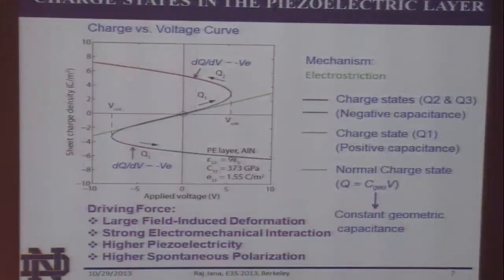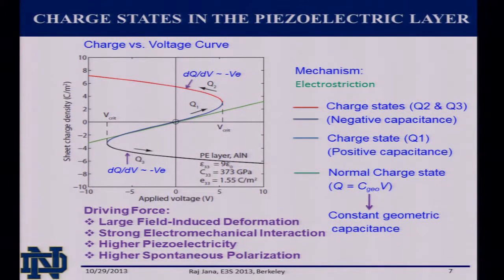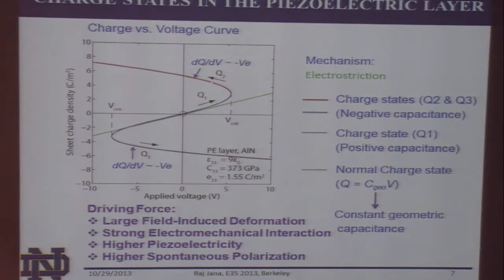I plot the three charge states versus voltage based on the previous charge equation. This blue line corresponds to the normal charge states. As I increase the voltage, I'm accumulating charge on the two sides of the piezoelectric layer. This sublinear behavior exists because of electrostriction, and once the system reaches that point, the charge state bifurcates this way and that way. That's the clear indication of the negative capacitance, because the slope is negative. The charge is increasing while the voltage is decreasing. So that's dQ/dV on the red and the blue curve. That's clearly the negative capacitance regime.